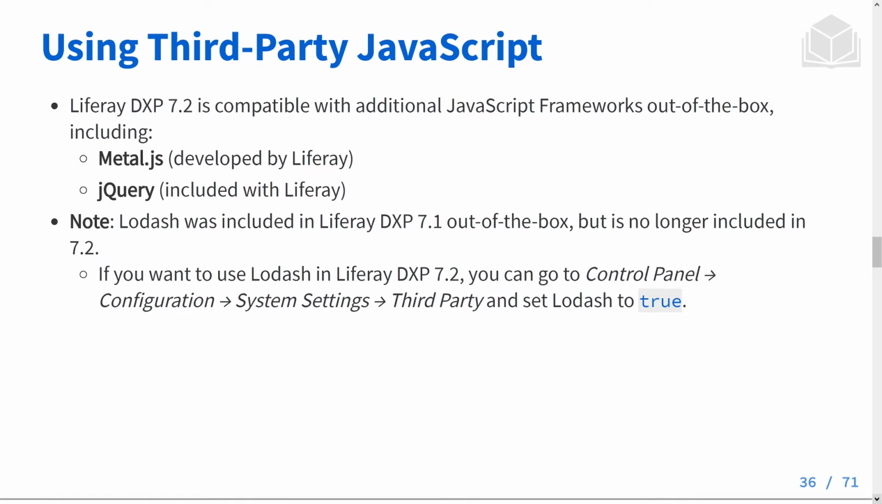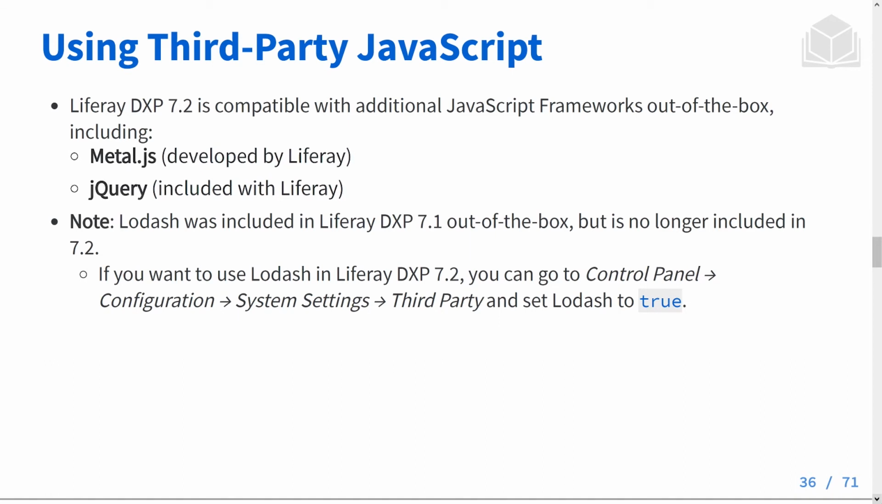Liferay DXP 7.2 is compatible with additional JavaScript frameworks out of the box. We've included Metal.js, which is developed by Liferay, and jQuery. Lodash was included in Liferay DXP 7.1, but is no longer included by default. If you want to use Lodash in Liferay DXP 7.2, you can go to the Control Panel, Configuration, System Settings, Third Party, and then set Lodash to True.